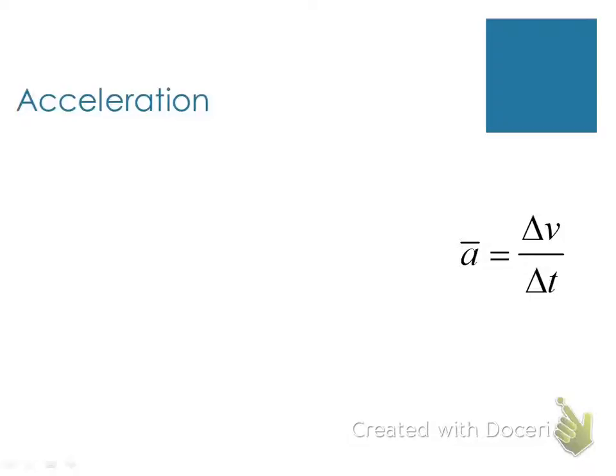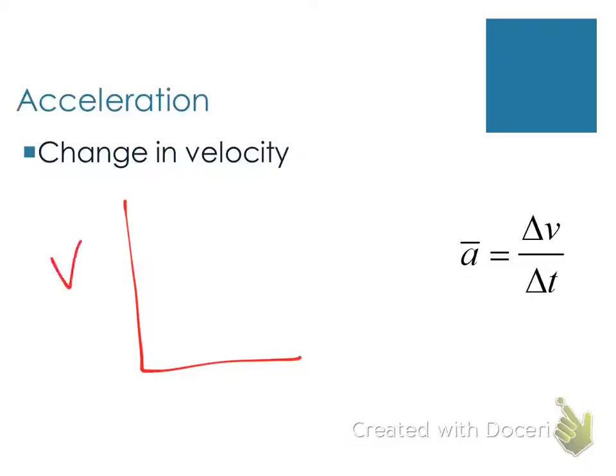Acceleration at its most basic form is a change in velocity. As we've seen on a graph, if I have a velocity versus time graph with an acceleration, that means my velocity is increasing. It's going from 1 meter per second to 2 meters per second to 3 meters per second as time goes on. So that is a change in velocity.